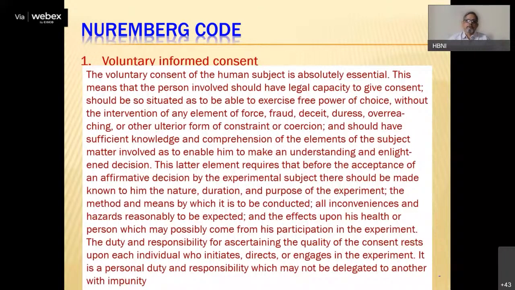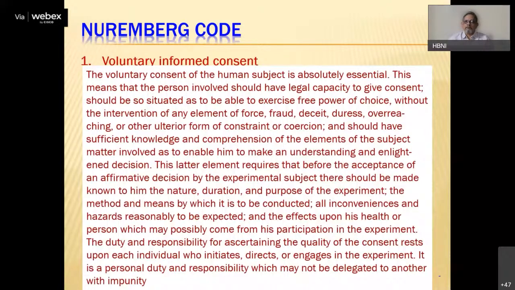And the person should have sufficient knowledge and comprehension of the elements of the subject matter involved as to enable him to make an understanding and enlightened decision about the consent. This latter element requires that before the acceptance of an affirmative decision by the experimental subject, that is the human being here, there should be made known to him the nature, duration, and purpose of the experiment. There are three very important aspects: the nature, the duration, and the purpose of the experiment.